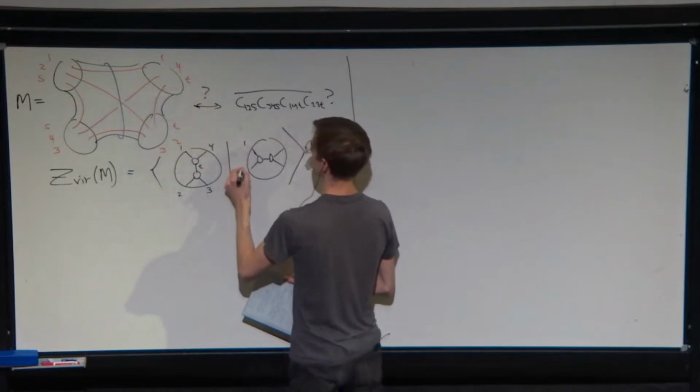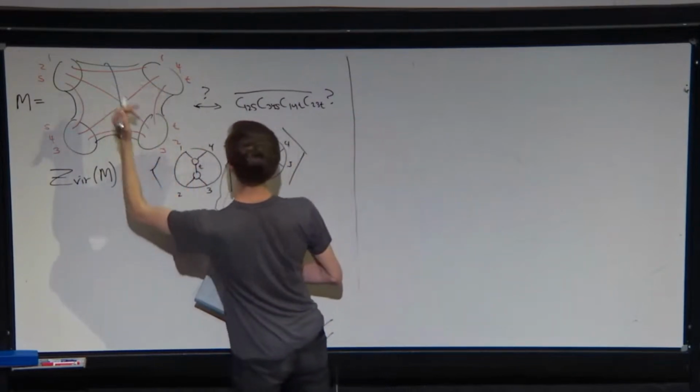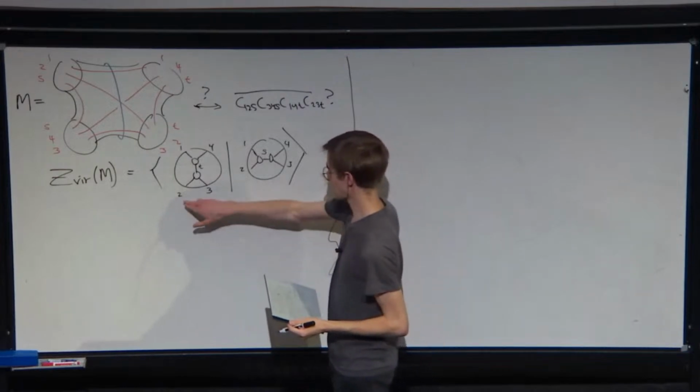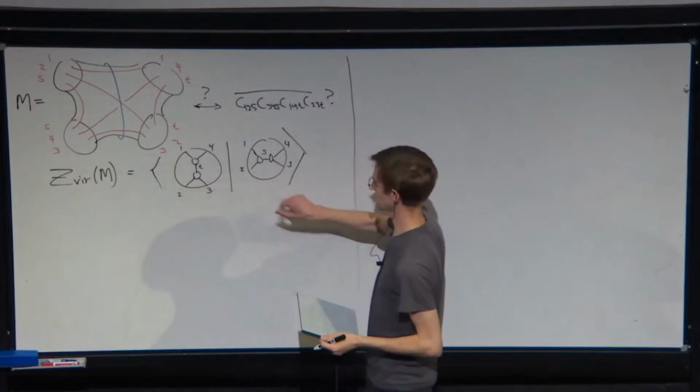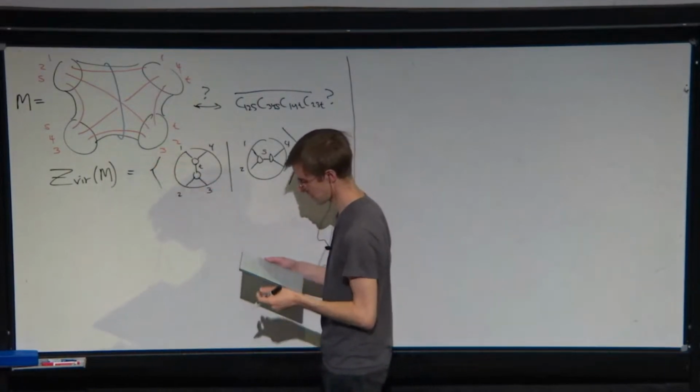And over here, I have 1, 2, S, 4, 3. This is like the left compression body. So to compute, this is just going to be some T-channel block. This will be some S-channel block. And then I take the inner product to compute the partition function on this thing.